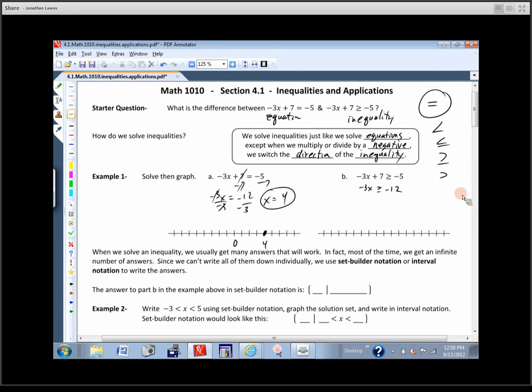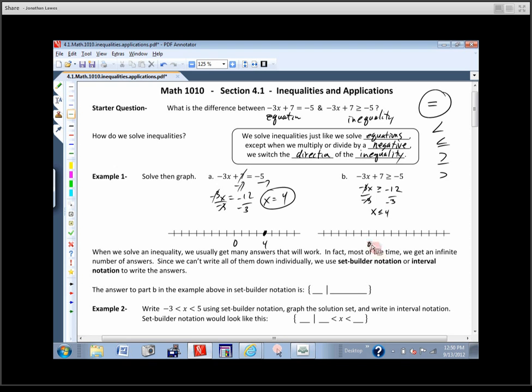Now when I subtract 7 from both sides, do I need to change the direction of that inequality? Nope, because I didn't multiply or divide. Now I'm going to divide both sides by negative 3. This is going to be x. Gosh, I did it again. Divide by a negative. This is going to be, let's see, negative 12 divided by negative 3, and I get a 4 there, right? And I have to switch the direction here, so this is less than or equal to.